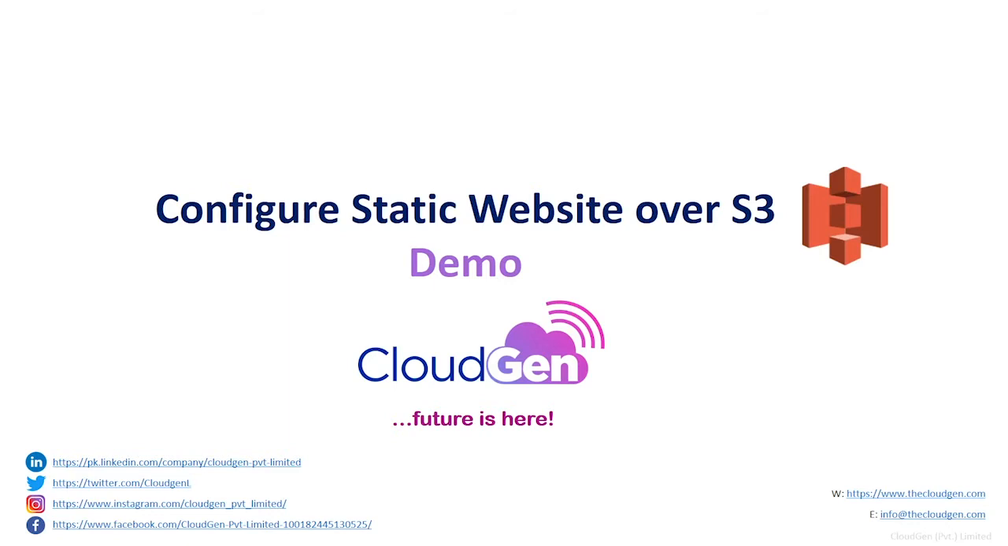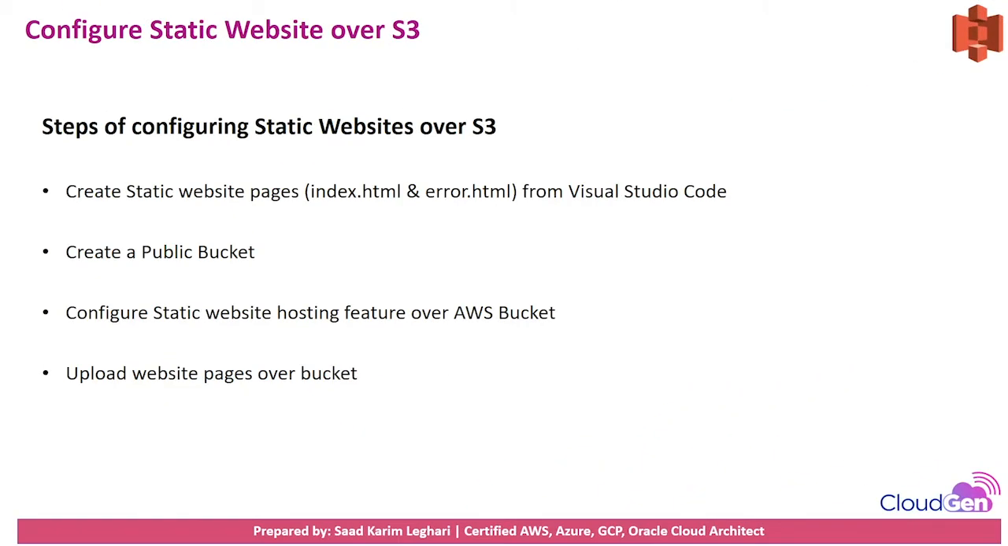Today we will see how to configure a static website over S3. First, we need to create a static web page including index.html and error.html pages, which we will create from Visual Studio Code. Then we will create a public bucket, configure the static website hosting feature over this bucket, and upload these pages to it.